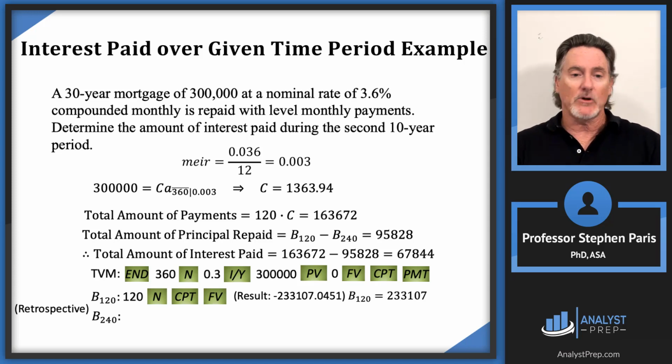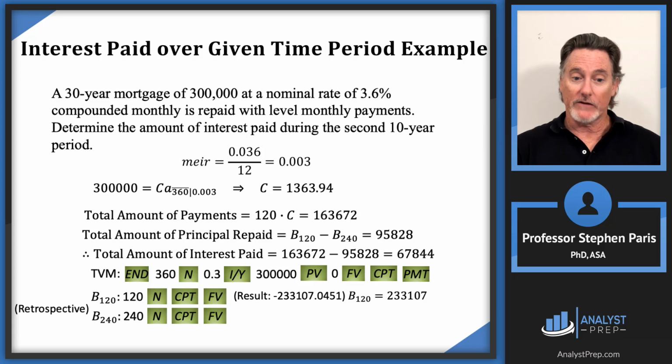So take that number and store it somewhere. And now how do I calculate the balance at time 240? I just put 240 in for the N and I compute the future value. Again, same principle here. The result there will be a negative number, because the payment is in there as a negative.